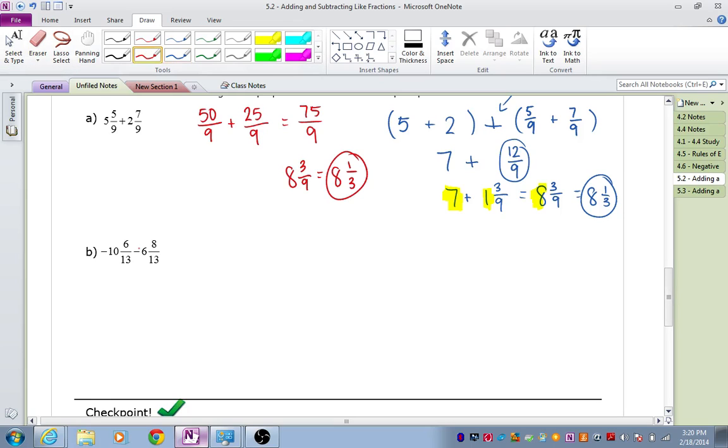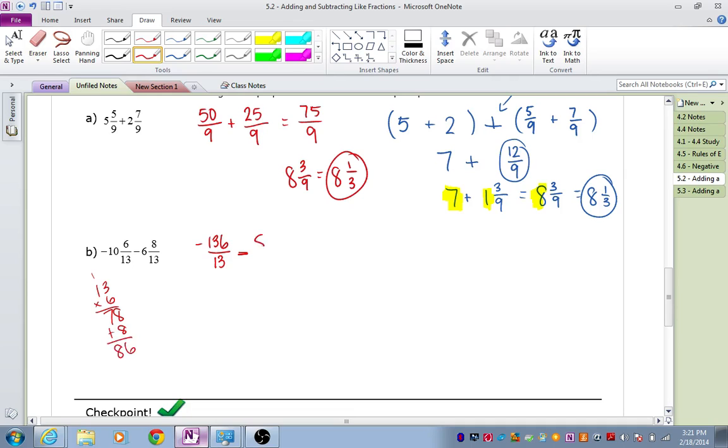Let's try B. We're going to change them into improper fractions for our first method. Okay, remember, ignore that negative for now. Change 10 and 6/13 to an improper fraction and throw the negative back on. So 10 times 13 is 130, plus 6 is 136, and it's negative, minus 6 times 13. Let's see on the side. 3 times 6 is 18, 6 times 1 is 6, plus 1 is 78. Add in your 8 from the numerator, we get 86.